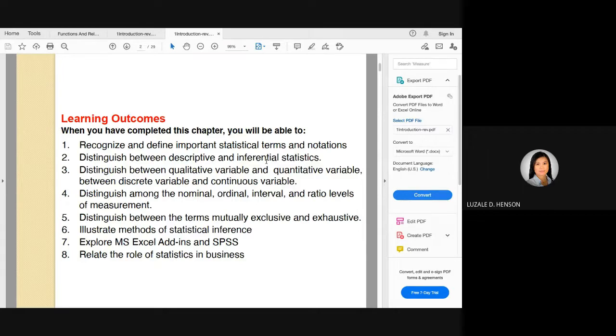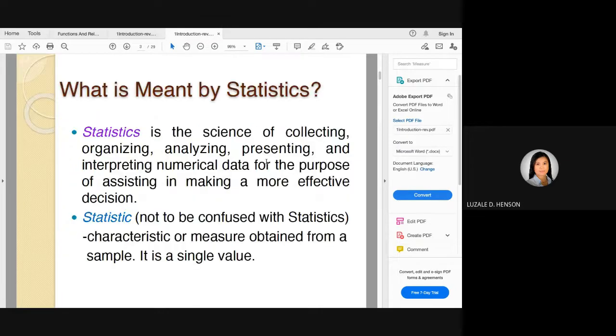Illustrate methods of statistical inference. Explore MS Excel add-ins and SPSS. Finally, relate the role of statistics in business.